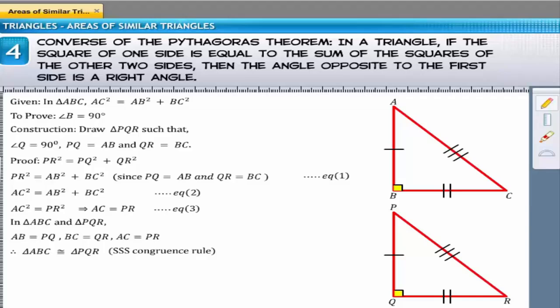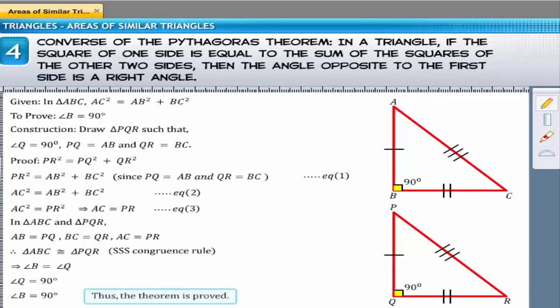Angle B is equal to angle Q by the corresponding parts of congruent triangles, and the angles Q and B are equal to 90 degrees by construction. Thus, the theorem is proved.